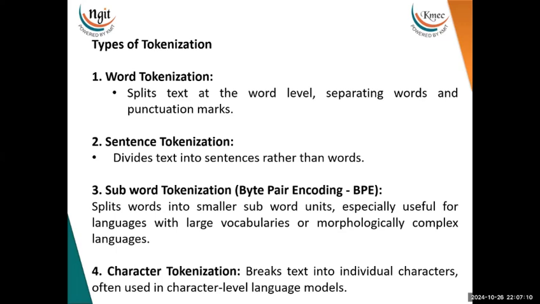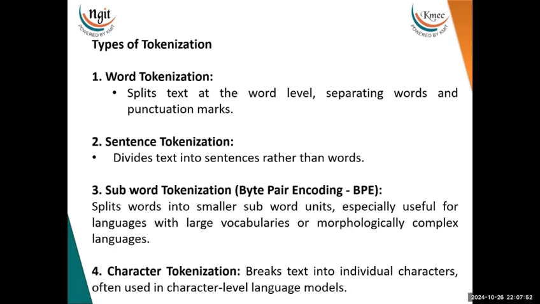The second one is sentence tokenization. Sentence tokenization divides the text into sentences. Suppose you give an input such as "Tokenization is important, it helps pre-process text." The output you get is "Tokenization is important." This is considered the first sentence. The second sentence is "It helps pre-process the text." So the single input you gave has been divided into two sentences. That is what sentence tokenization is.